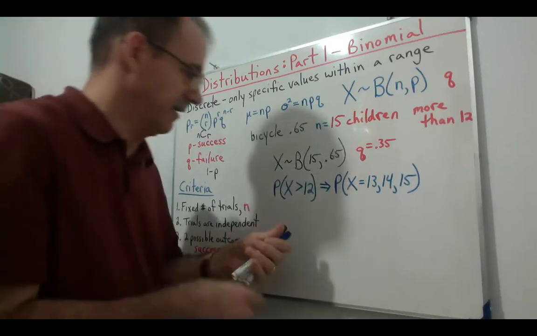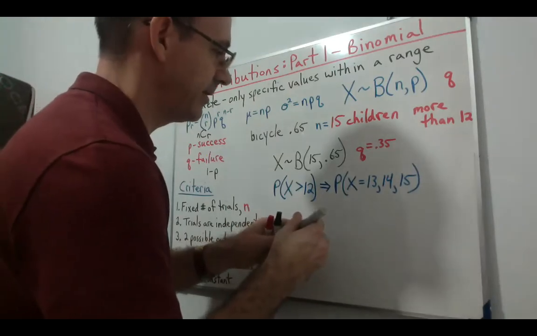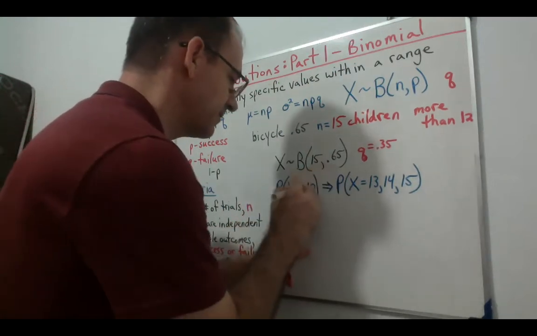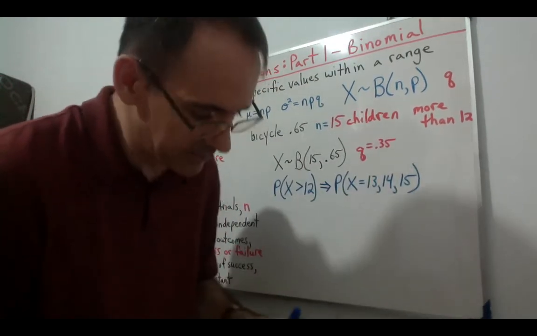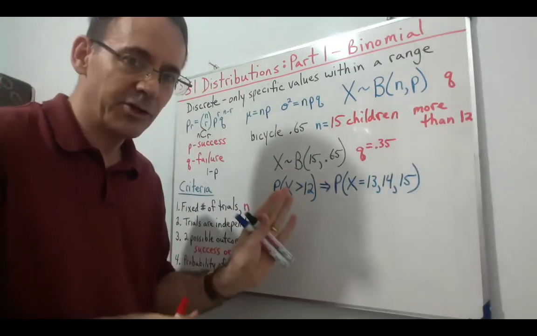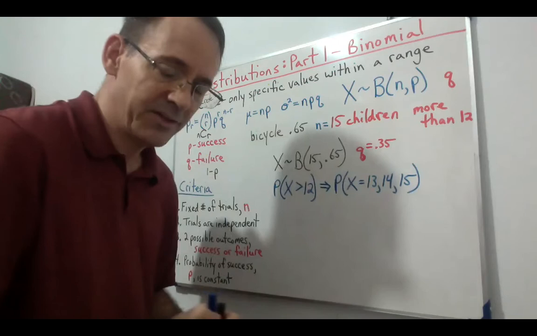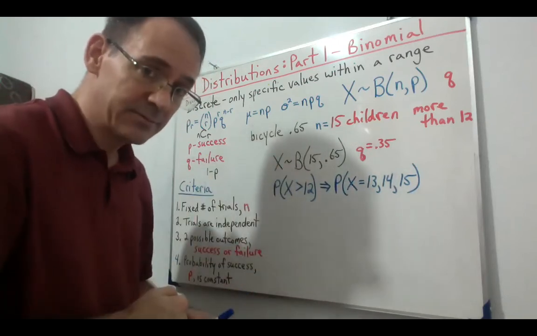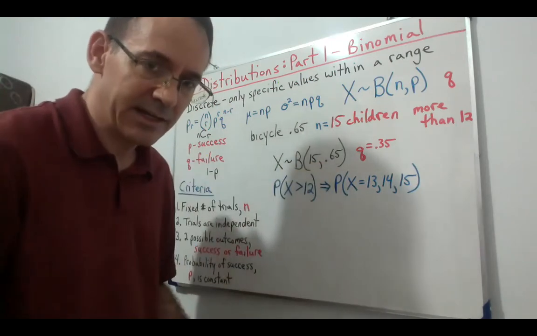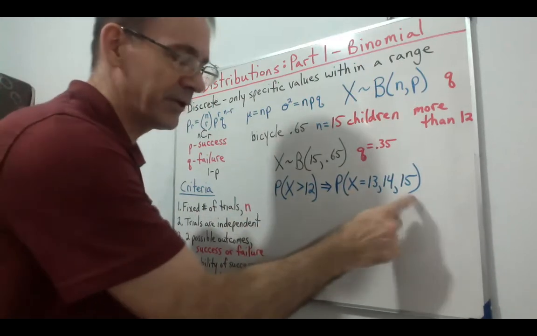Or, sorry, I should put here, very important, no, this is correct. Greater than 12 is 13, 14, 15. Make sure you're paying attention. If you are doing the same thing, you put it like this. And if you're doing the opposite, then you would put not. So we'll see that in a further example. But for this one, greater than 12 is 13, 14, and 15.